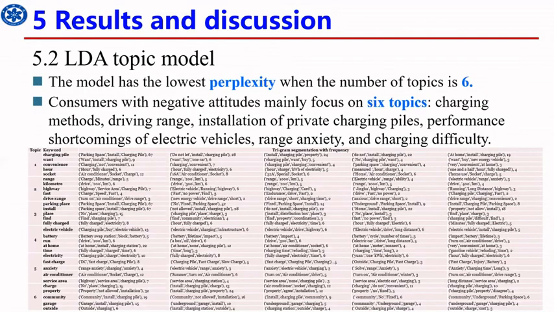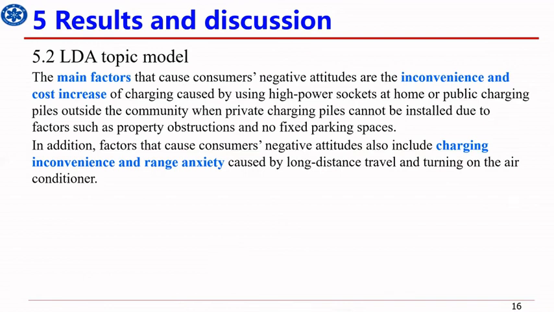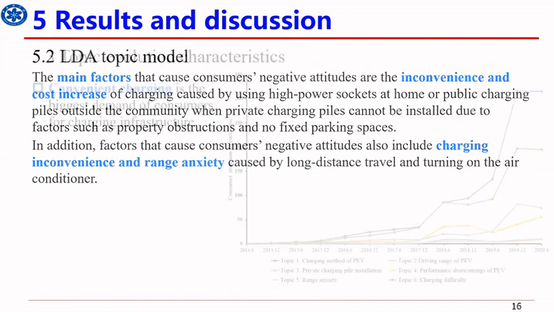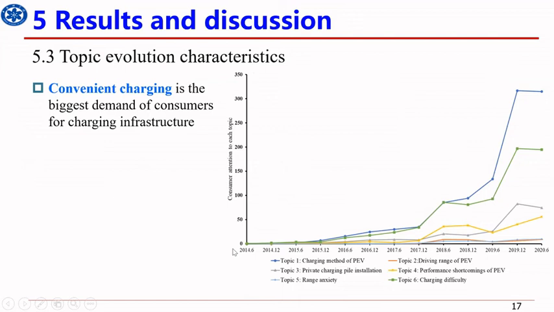We can also find this is a very good change. Second is the topic model. Using this model, we get from all of the comments that the number of topics is 6. We try to investigate the factors that cause consumers' negative attitude. The results show charging inconvenience and range anxiety caused by long distance travel and turning on the air conditioner. From this, we get the consumer attention to different topics.